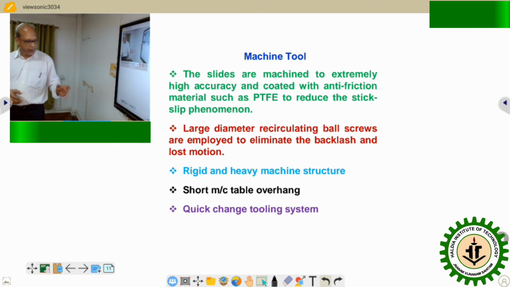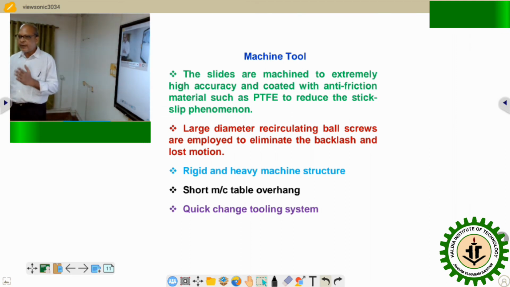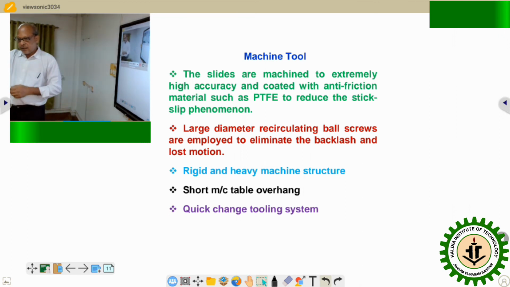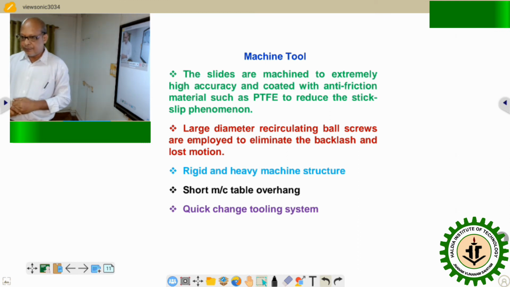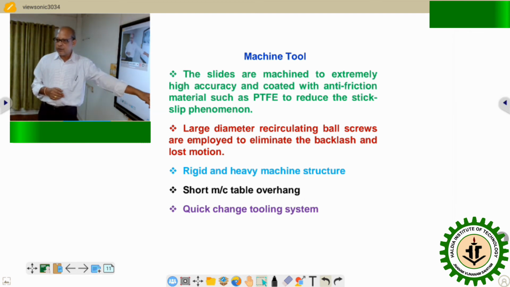Shorter machine table overhang. You know that any overhang is detrimental. From your basic knowledge of strength of materials, whenever a beam has an overhang portion, the possibility of deflection will be more. If it is properly supported, then the possibility of failure or deflection will be rather less. With this concept, machine table overhang should not be higher. Otherwise, there will be a possibility of deflection, which is undesirable.